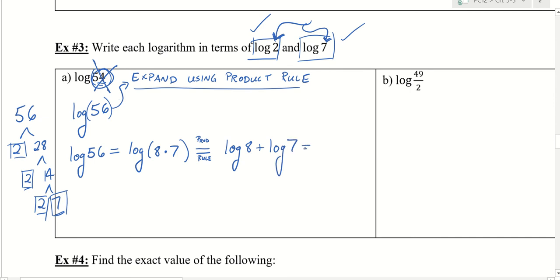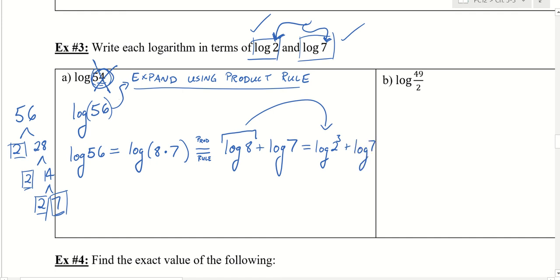And here I will just express 8 as 2 to the 3. Right. So log of 8 is really just log of 2 to the 3. Hopefully that makes sense. 8 is really just 2 times 2 times 2. All right, so then, and I also have this log of 7, which I shouldn't forget about.